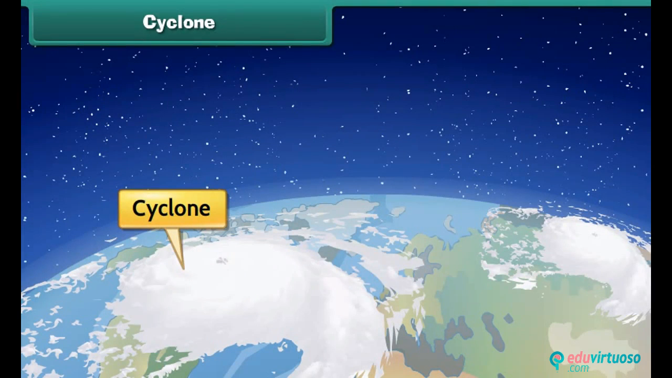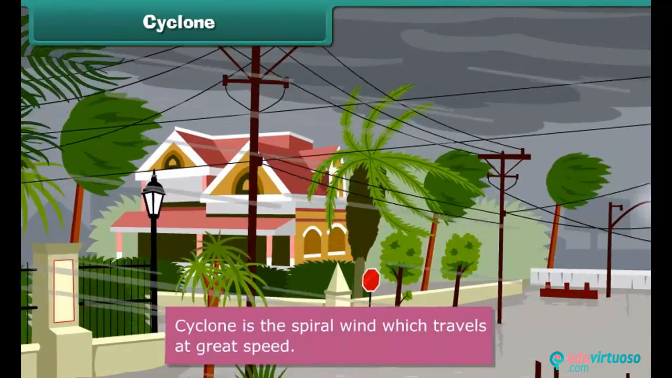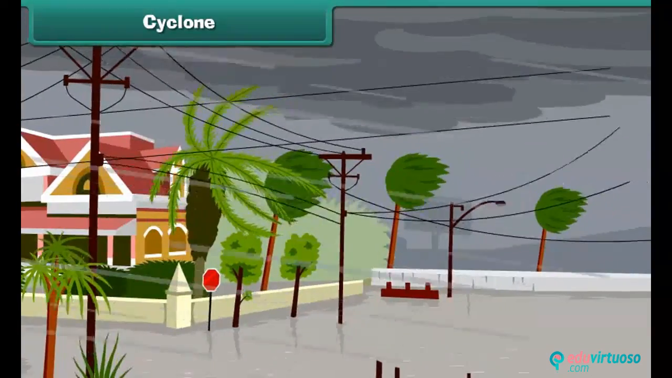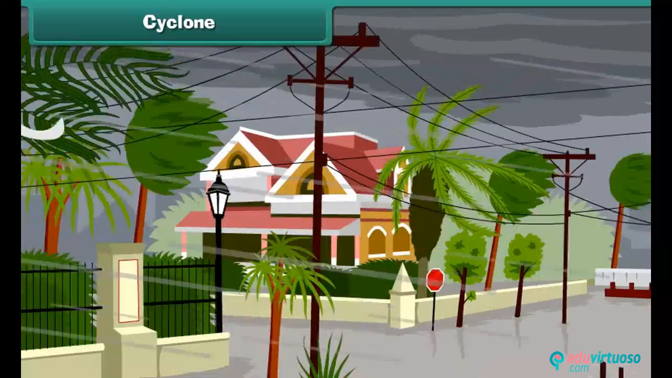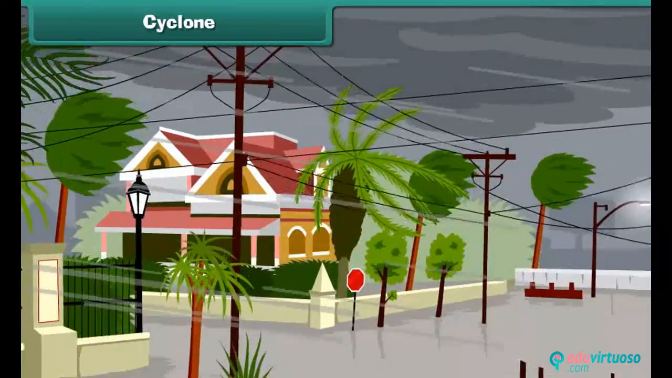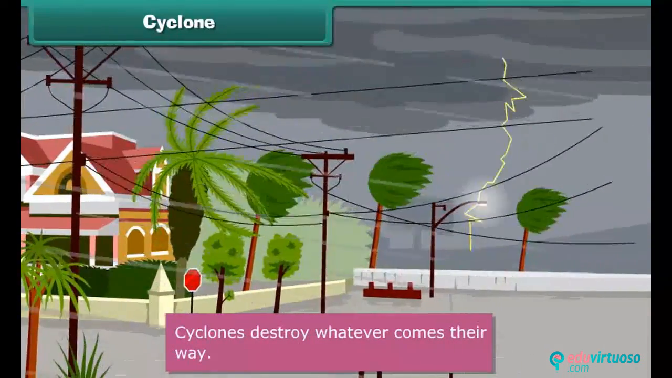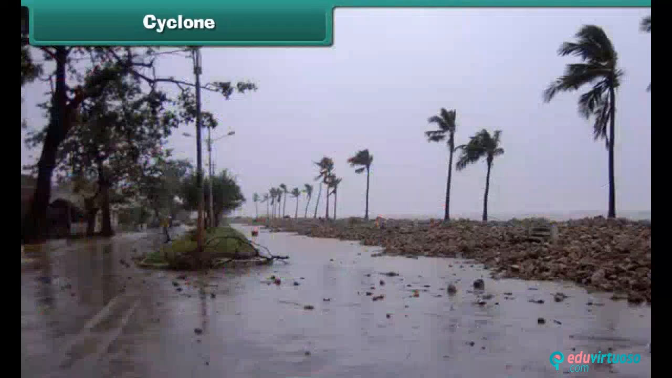Cyclone. Children, do you know what a cyclone is? In case of cyclones, the spiral wind travels at great speed. Strong winds traveling with very high speed uproot trees, houses, electric poles, and destroy all the things that come their way. Cyclones occur especially in coastal areas.